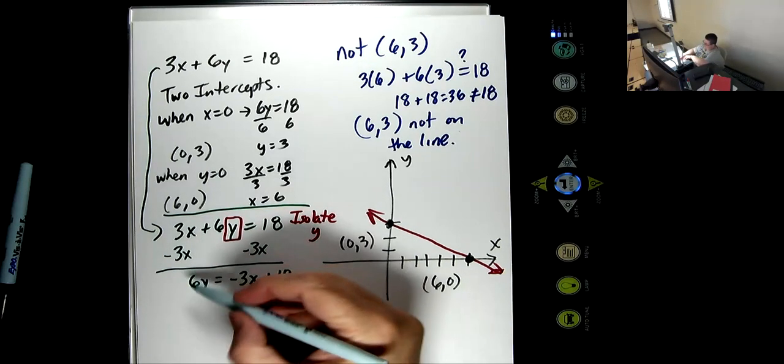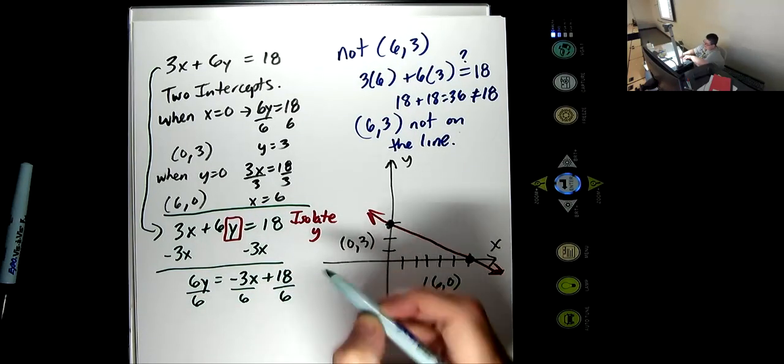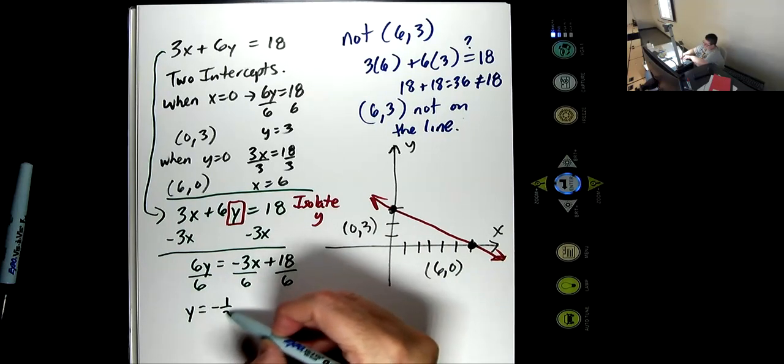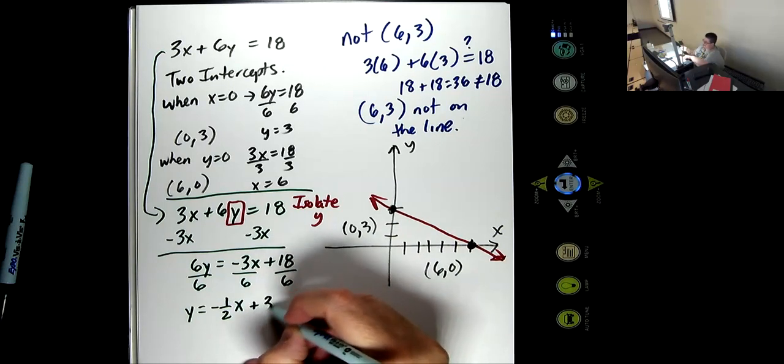And then I want to get y by itself. I got to divide by 6. So I divide each thing by 6. Negative 3 over 6 is negative 1/2. And 18 divided by 6 is 3.